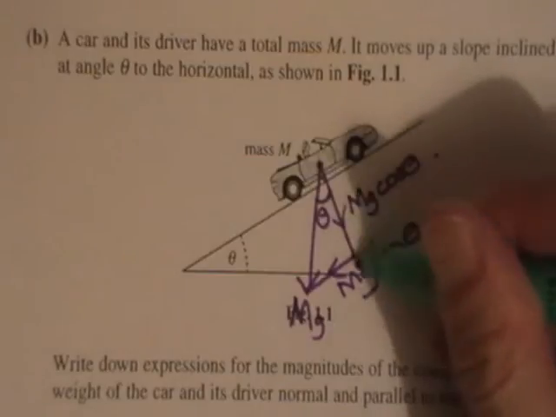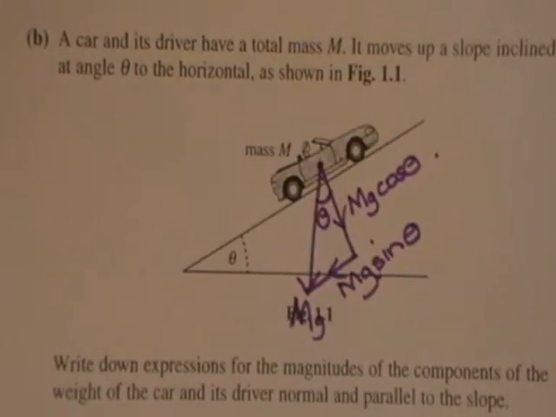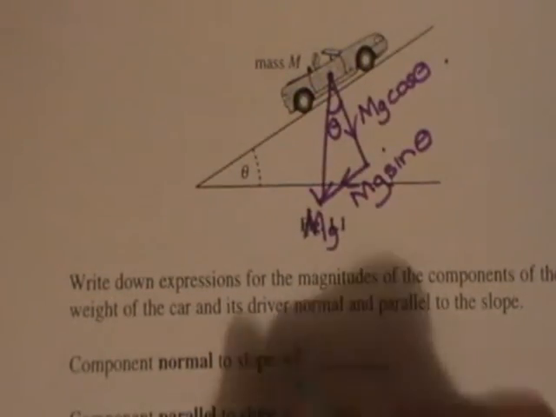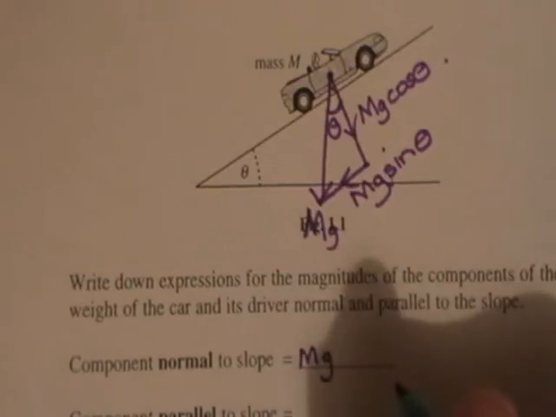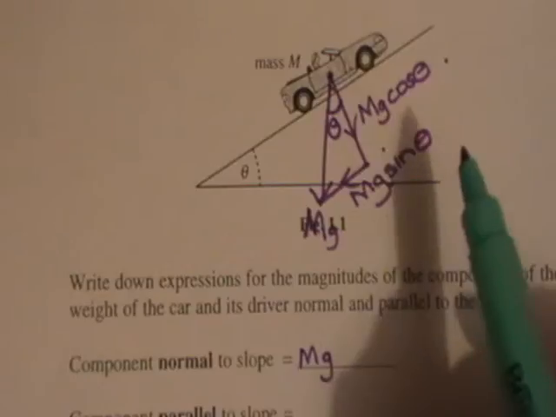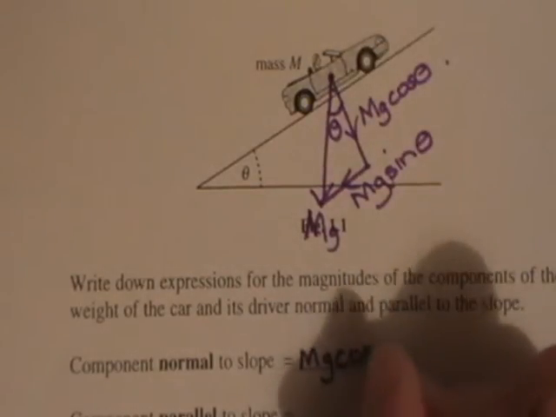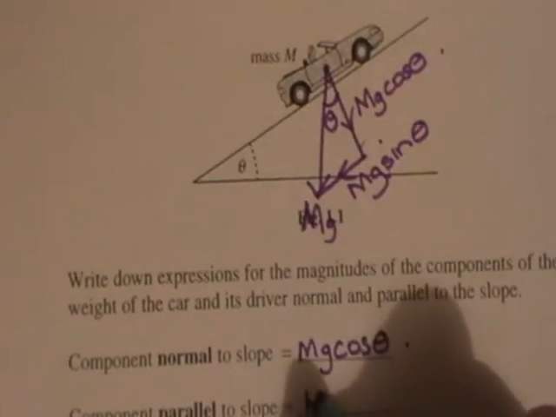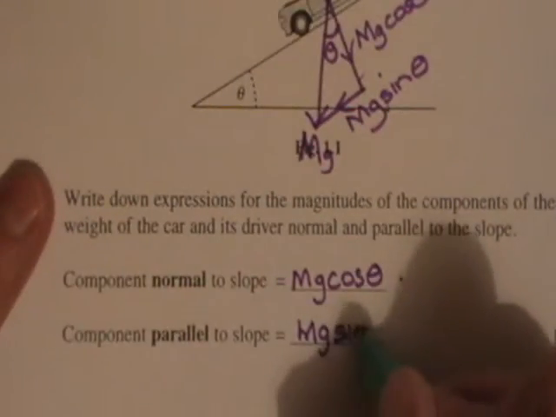And you should always, of course, put the arrows in when you are drawing that, if you can see that. So the component normal to the slope is the one at right angles to the slope. The one which is normal to the slope is the one at right angles, so it's mg, the cos of theta. And the one which is parallel to the slope is this one here. That's mg, the sine of theta.